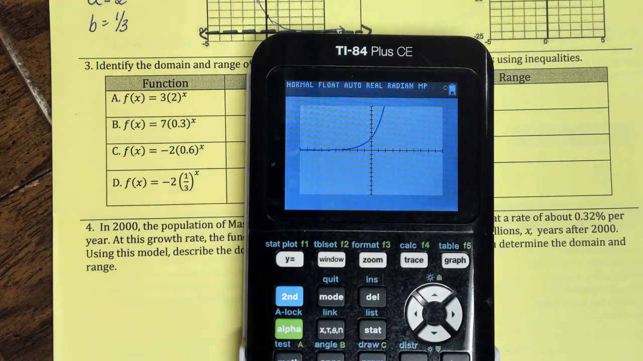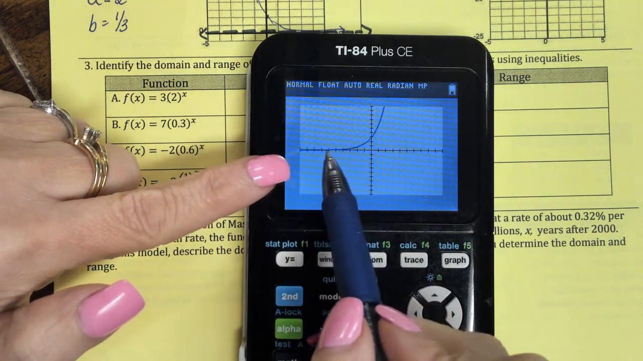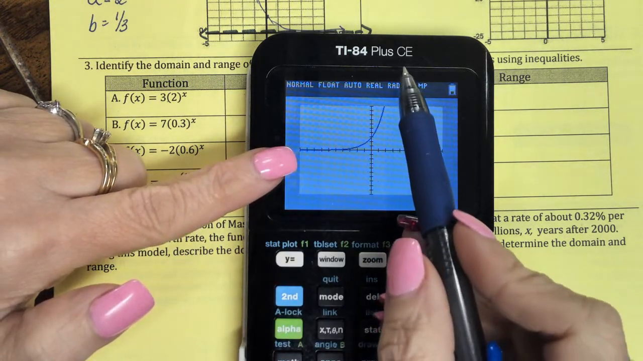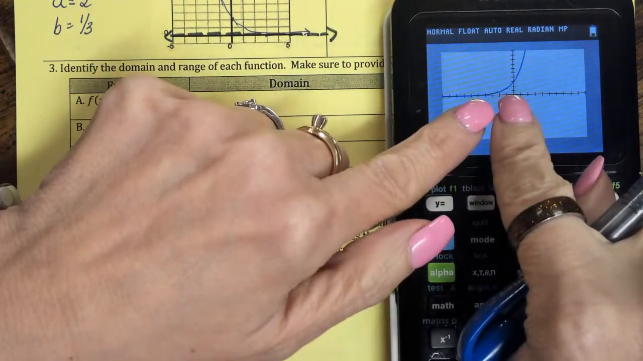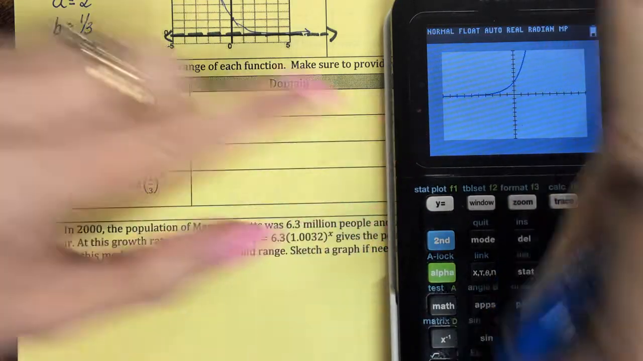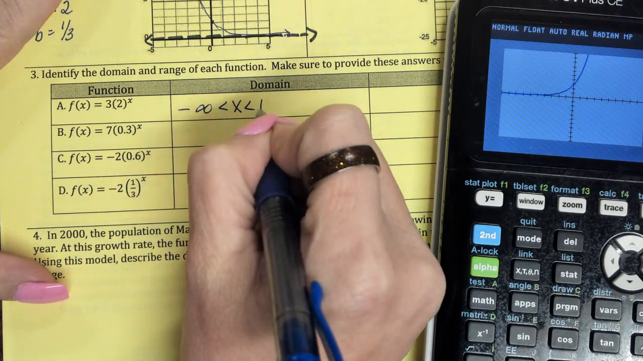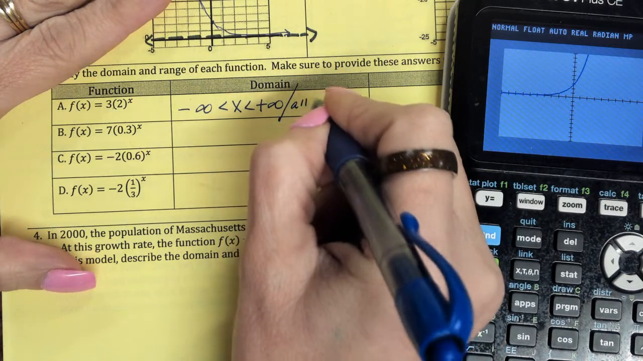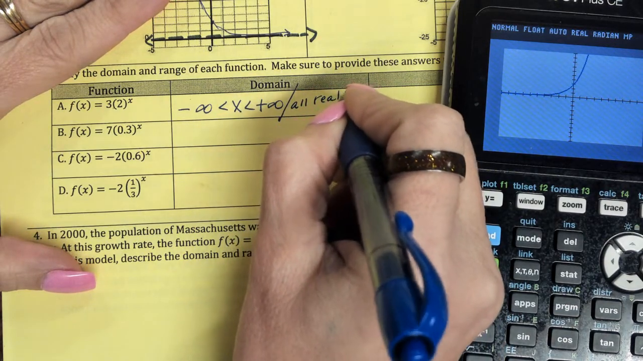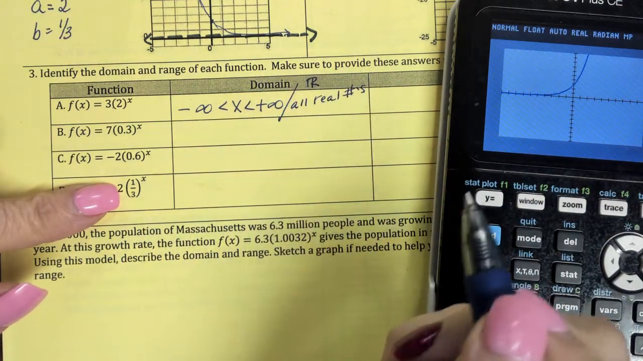Alright, so there's my graph. Hold on one second. Alright, so it's going to have arrows, right, going forever and ever and ever this way, and forever and ever this way. So when I look at this, I can see that the domain goes forever and ever, wider and wider. So that means it goes from negative infinity less than x less than positive infinity. Or remember the other way we could write that is all real numbers. Or remember we had that fancy double R that we could write.